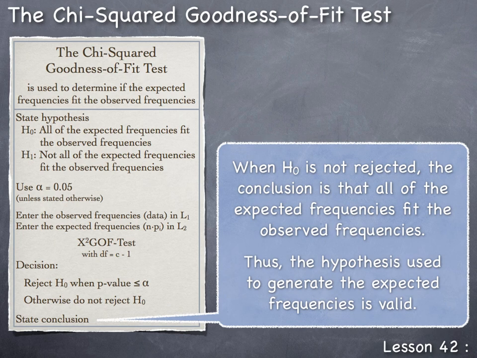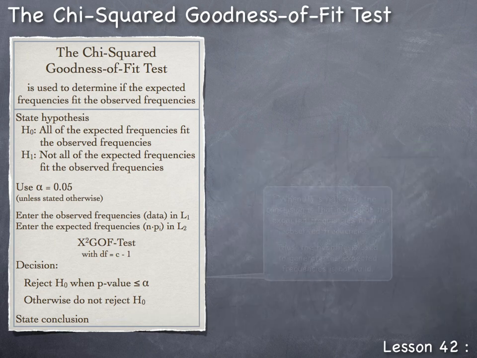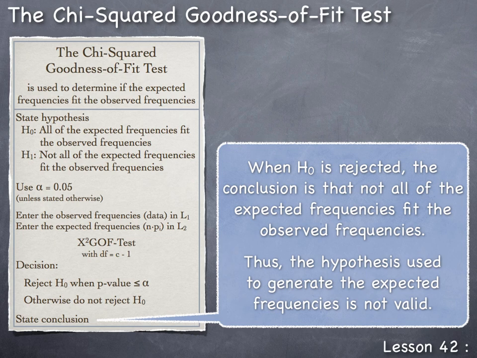When H0 is not rejected, the conclusion is that all of the expected frequencies fit the observed frequencies. Thus, the hypothesis used to generate the expected frequencies is valid. When H0 is rejected, the conclusion is that not all the expected frequencies fit the observed frequencies. Hence, the hypothesis used to generate the expected frequencies is not valid.